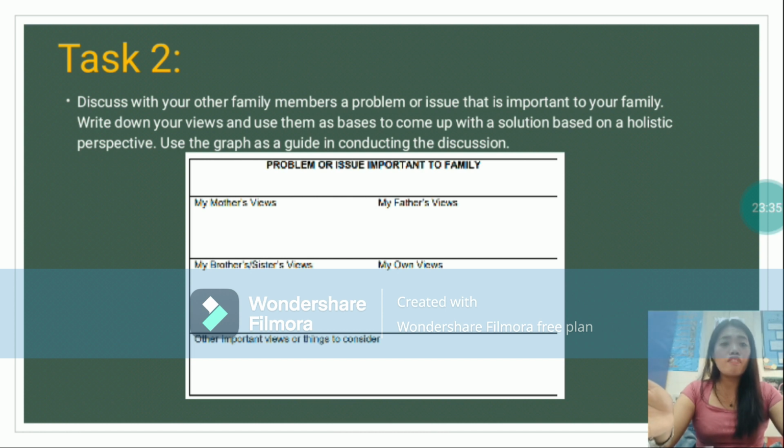But you can modify this graph. Like if you live with your grandparents, you could include my grandfather's views or my grandmother's views, or let's say your in-laws' views. Okay, you can modify the graph according to whom you are living with.